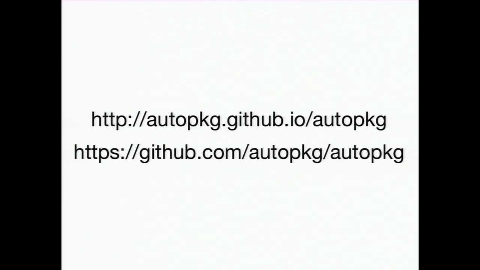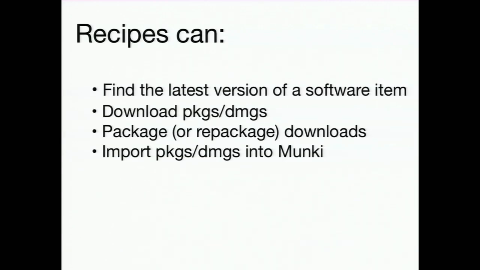What does AutoPkg do? It runs recipes. What do recipes do? Well, they can find the latest version of a software item for you. They can download it. They can prepare it for distribution. That might mean packaging, repackaging it, fixing a broken package, that sort of thing. And then at least in the case of Munki and a few other systems, those recipes can import those items into your management system. Very good support for Munki, some beginnings of support for some other systems.